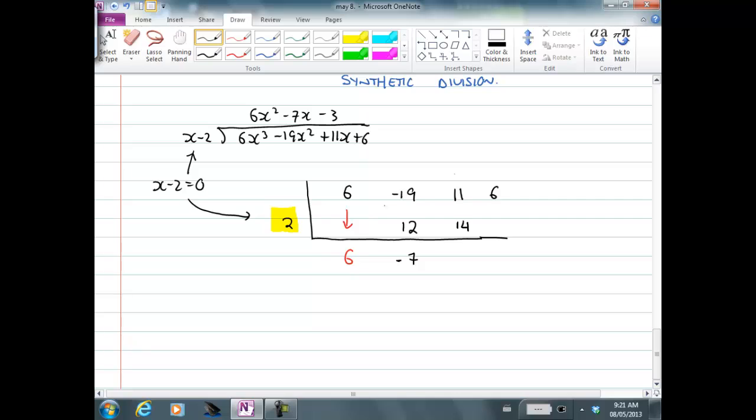So what number goes after negative 7? No. What number goes here?